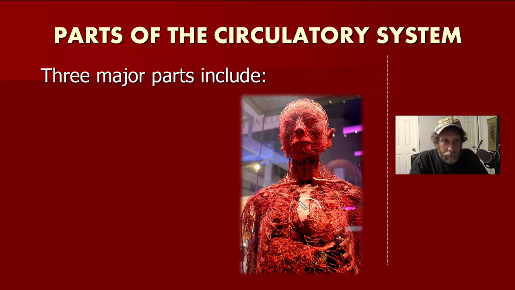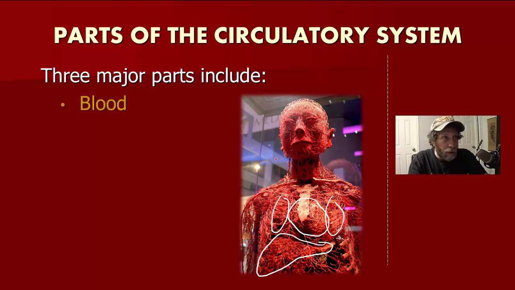Here's the heart. All right, the heart's right in there. And all of these blood vessels. Here's the liver, by the way. All right, there's the liver. And the lung would be here, and another lung. And basically just looking at how the body is fed by all these roadways, which are the blood vessels. All right. So let's look at the parts of the circulatory system.